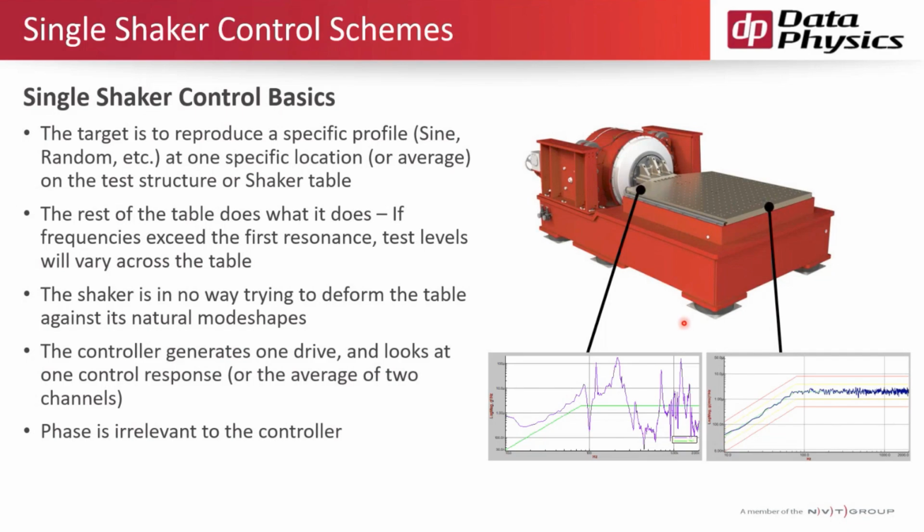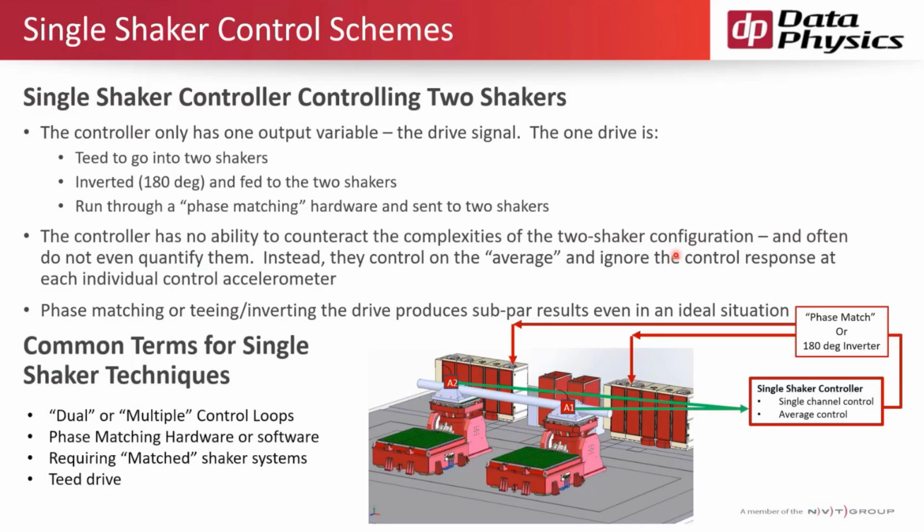We have no ability with a single shaker controller to control the relative amplitudes or relative phases between multiple control points. So phase is irrelevant, and the relative amplitudes between your control locations, they sort of are what they are. And we're going to see that in the following slides when we show how, when you try to use a single shaker controller to control multiple shakers, we're going to see that pattern over and over again.